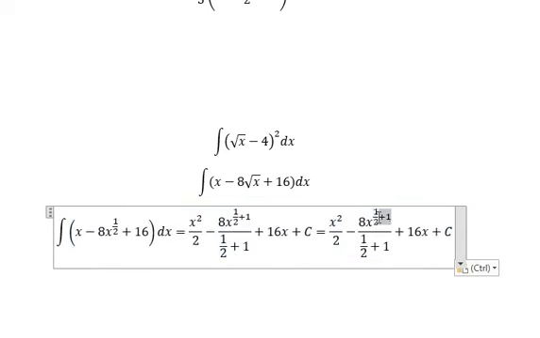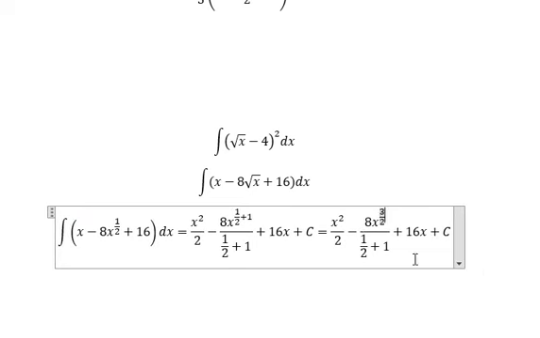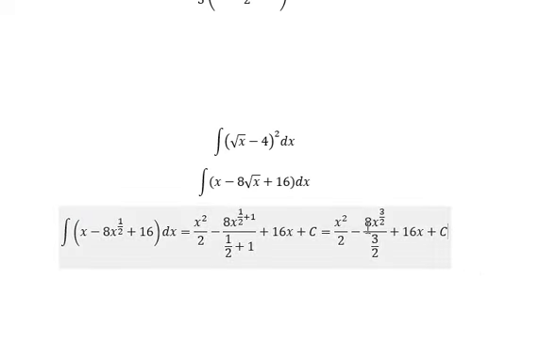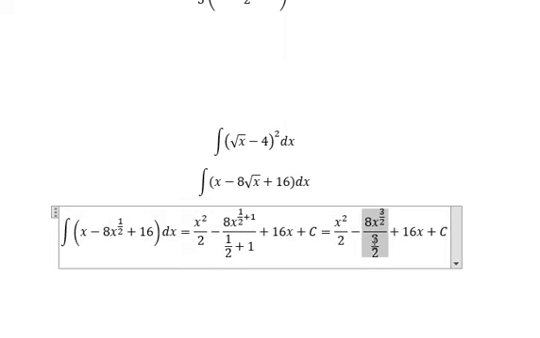So this one, we get 3 over 2. This one, we get 3 over 2. 8 divided by 3 over 2, you will get 16 over 3.